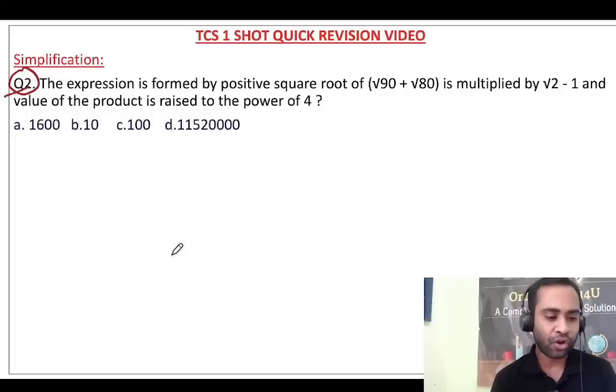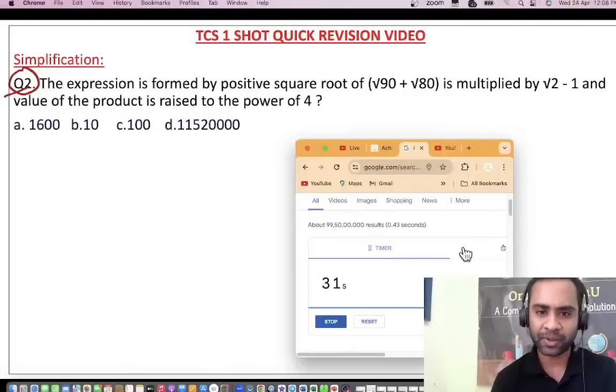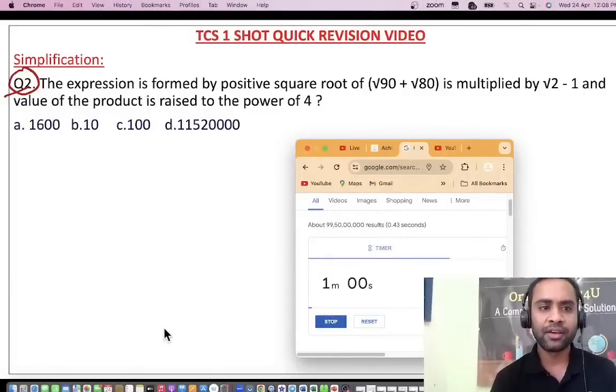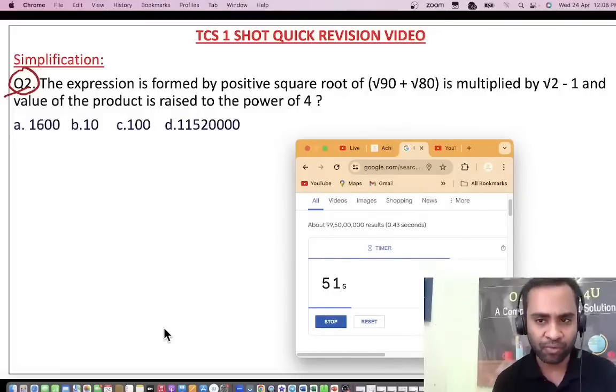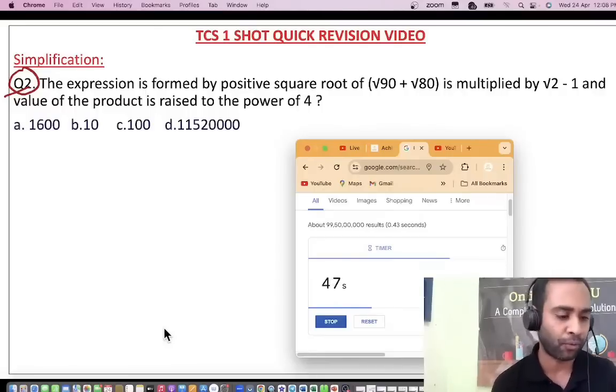Okay. Now, question 2. So I will start it once again. The expression is formed by positive square root of 90 plus square root of 80 is multiplied by square root of 2 minus 1, and value of the product is raised to the power of 4. So you need to think, you need to understand, and then you have to solve it.